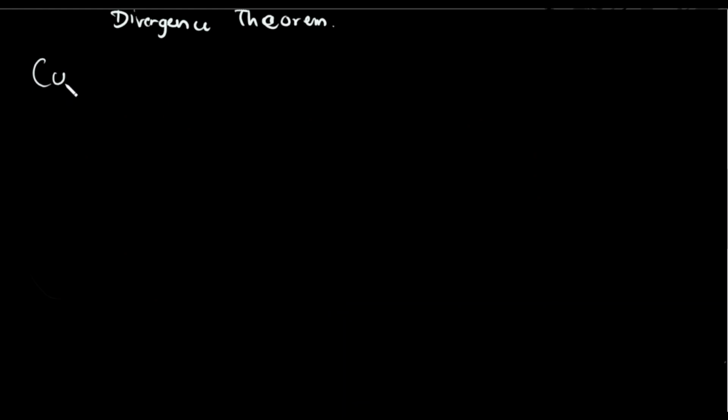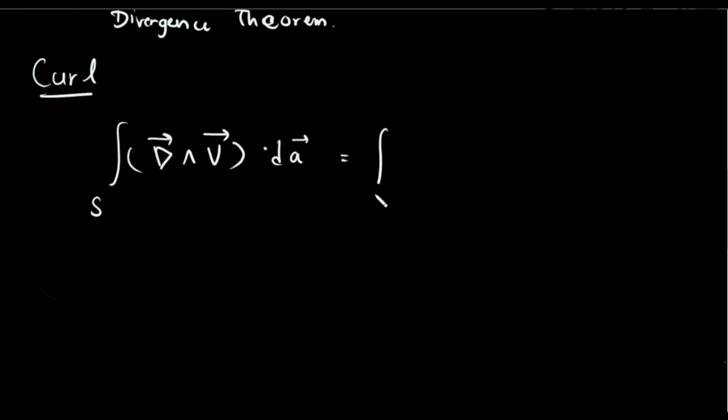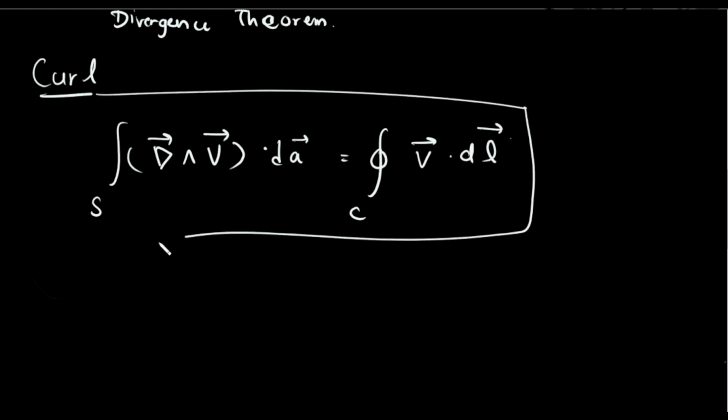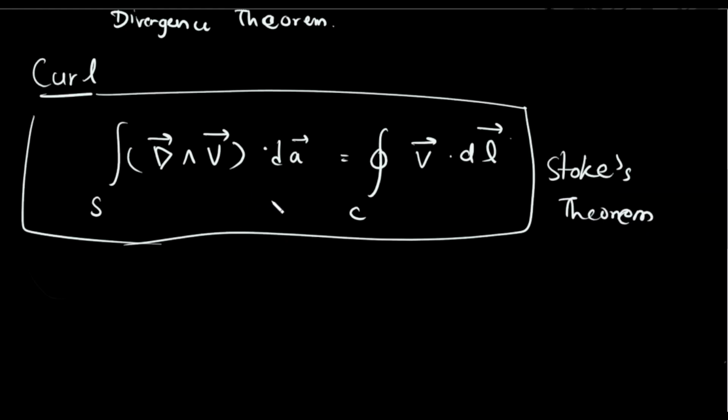Okay, now I'm going to go through the fundamental theorem for the curl as well. When we have a surface integral of the curl of V dot dA, it is equal to the line integral of V dot dl. This is actually called Stokes' theorem. This surface integral depends on the boundary line, not the surface area that we use.